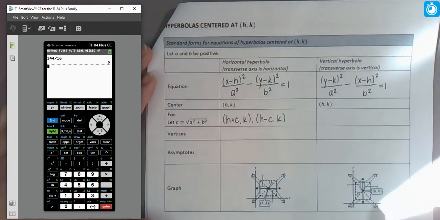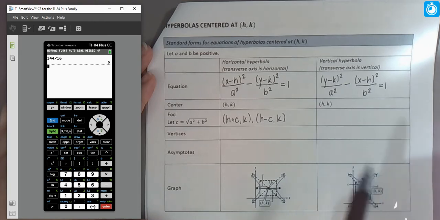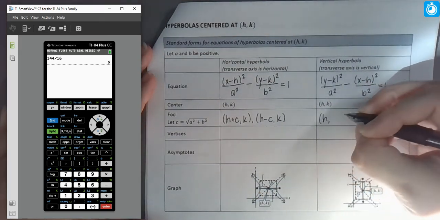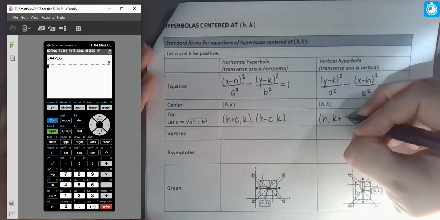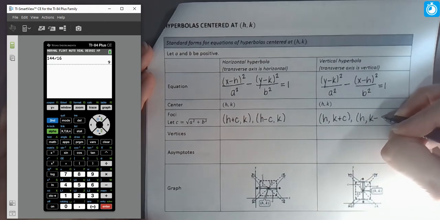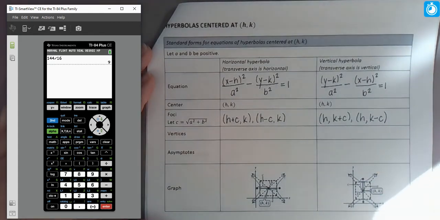Now, if we're looking at a vertical hyperbola, our foci are above and below our center. So we're going to hold our x value constant and then just adjust the y value by c units. So h is going to be held constant, and then k is going to increase by c units, so k plus c, and then it's also going to decrease by c units, so k minus c. So those are going to be our foci. Those are going to be the points that are inside of the branches of our hyperbola.